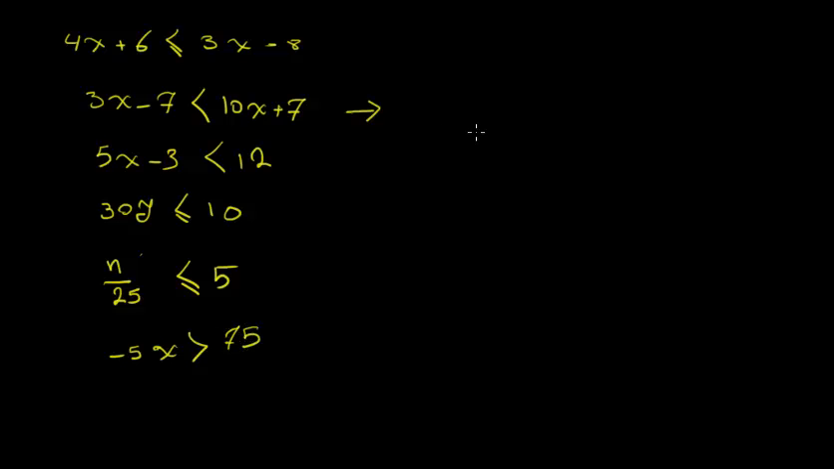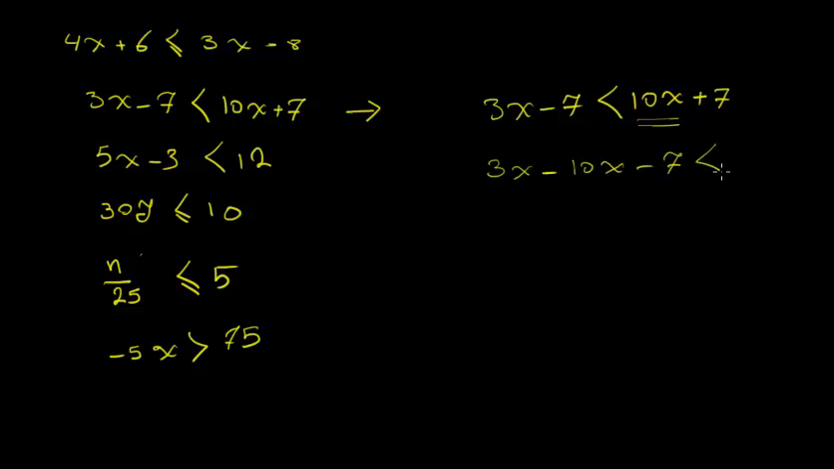I'm going to solve one of these inequalities for you. 3x minus 7 less than 10x plus 7. So first thing we want to do is to have x on the left side of the equation and numbers on the other side, because our goal is to isolate x, right? So we write 3x. 10x is a positive number, when we move it to the left side, the sign will change and it will be negative. So 3x minus 10x minus 7 is less than 7.